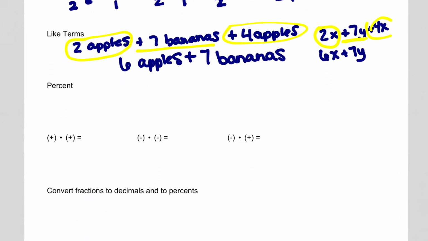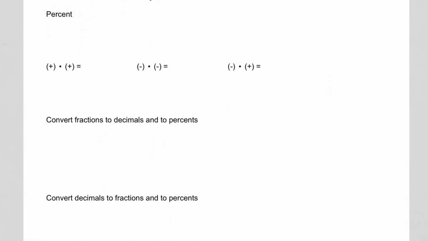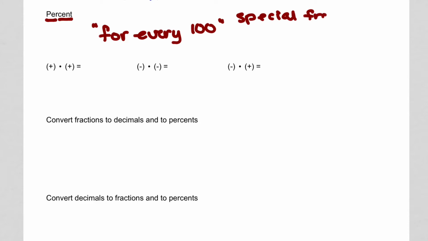All right, so moving on here, percent. The literal definition of percent, we already looked at. We know that the word per means for every or for each. And we know that the word cent means 100. So percent literally means for every 100. It is that special fraction or proportion or ratio that has 100 in the denominator. So whatever it is, it's over 100.